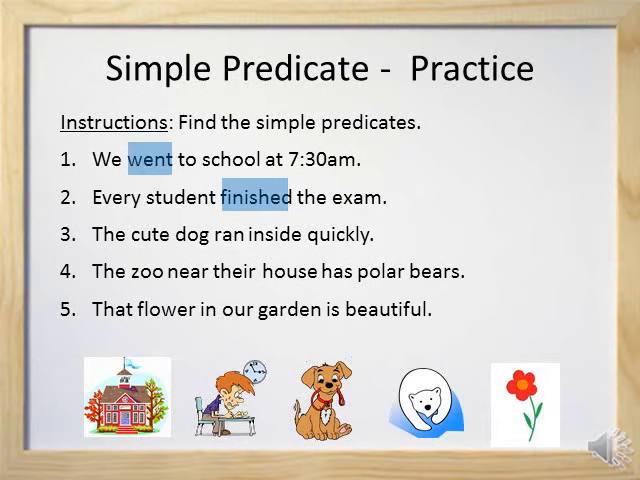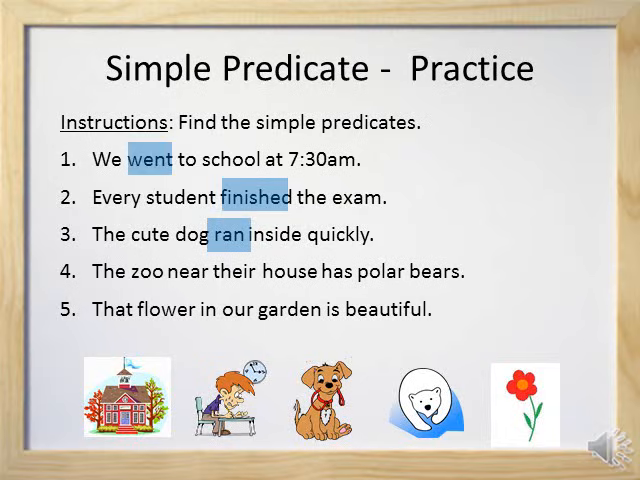Number 3, the cute dog ran inside quickly. Again, what one word tells us who or what the sentence is about? The answer is dog. So dog is the subject. Now, to find the simple predicate or verb, we ask, what action did the dog do? Ran. The simple predicate and verb is ran.